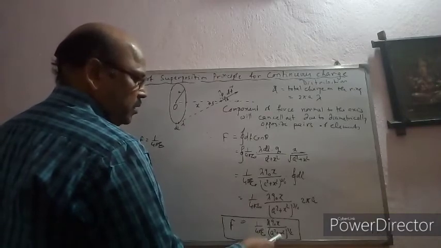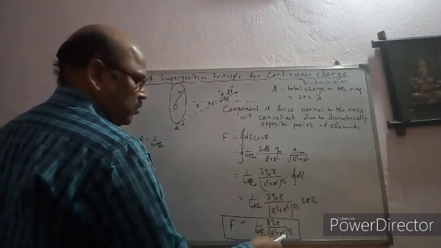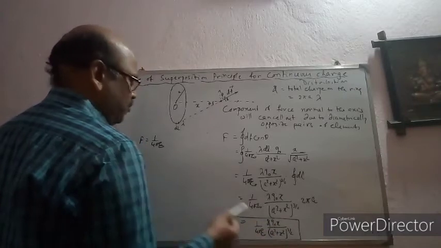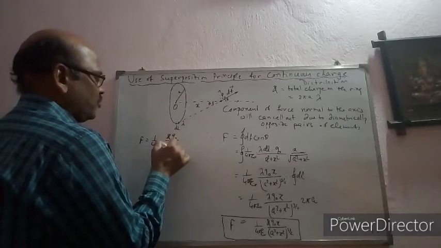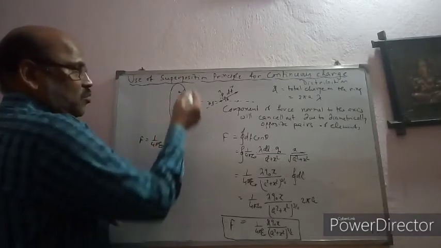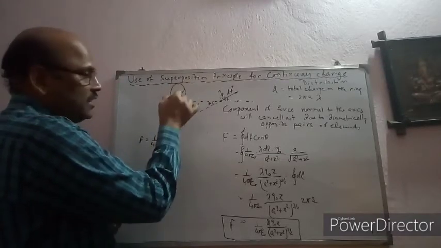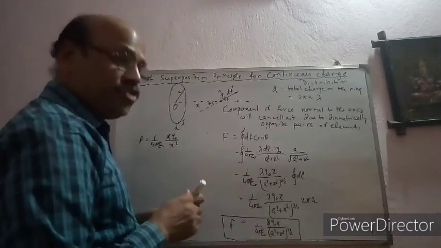A is ignored. It is x square to the power 3 by 2. That means x cube. X by x cube is x square. So 1 by 4 pi epsilon naught q naught by x square. That is, as if the total charge of the ring is at the center. We can assume it like this.